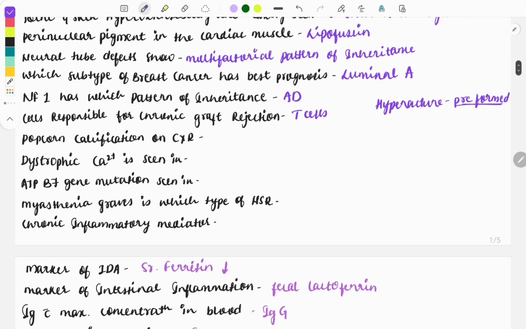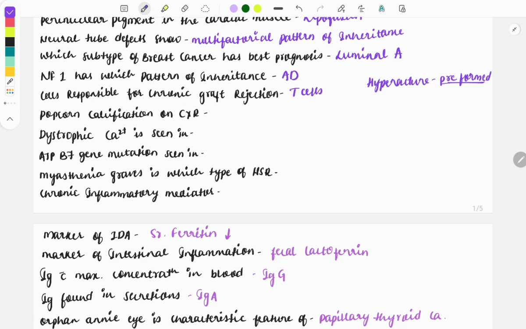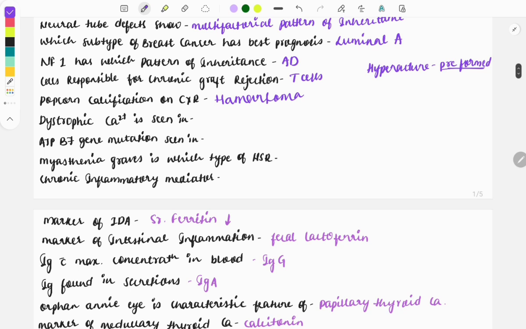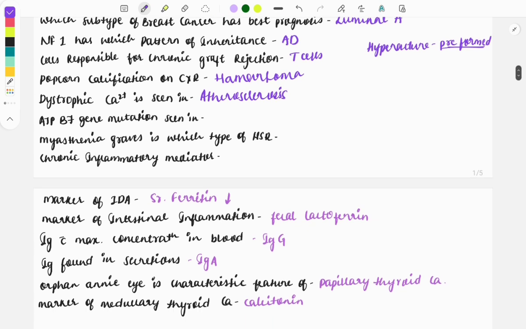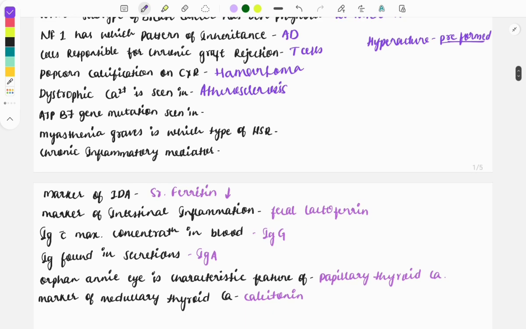Okay, then the popcorn calcification on chest X-ray, it is seen in the pulmonary hamartoma. The next point, dystrophic calcification is seen in atherosclerosis. So there are two kinds of calcification, the metastatic and the dystrophic. So metastatic, it is mostly due to the tumors, and dystrophic, it is seen in the normal tissues but which are dead and degenerated. Okay, then ATP7B gene mutation, this kind of mutation is seen in Wilson's disease.